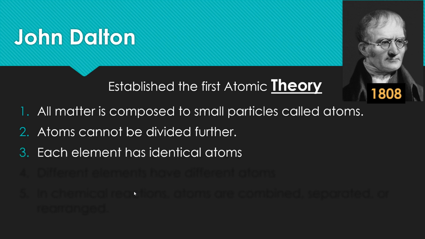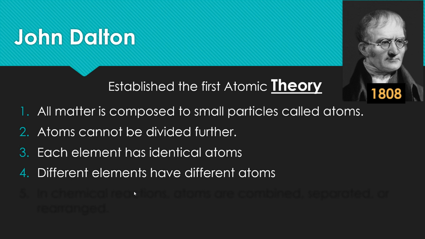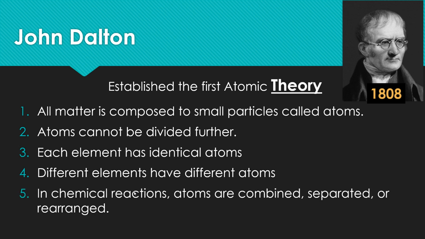Then he said each element has identical atoms. So all carbon atoms are the same, all gold atoms are the same, all silver atoms are the same, different from each other, but the same for any one element. So if you have a helium atom and you have another helium atom, they're identical, and that would be identical to a third helium atom. That was his theory. Different elements have different atoms, so helium would not be like carbon, and carbon would not be like gold, and that in chemical reactions, atoms are combined, separated, or rearranged.